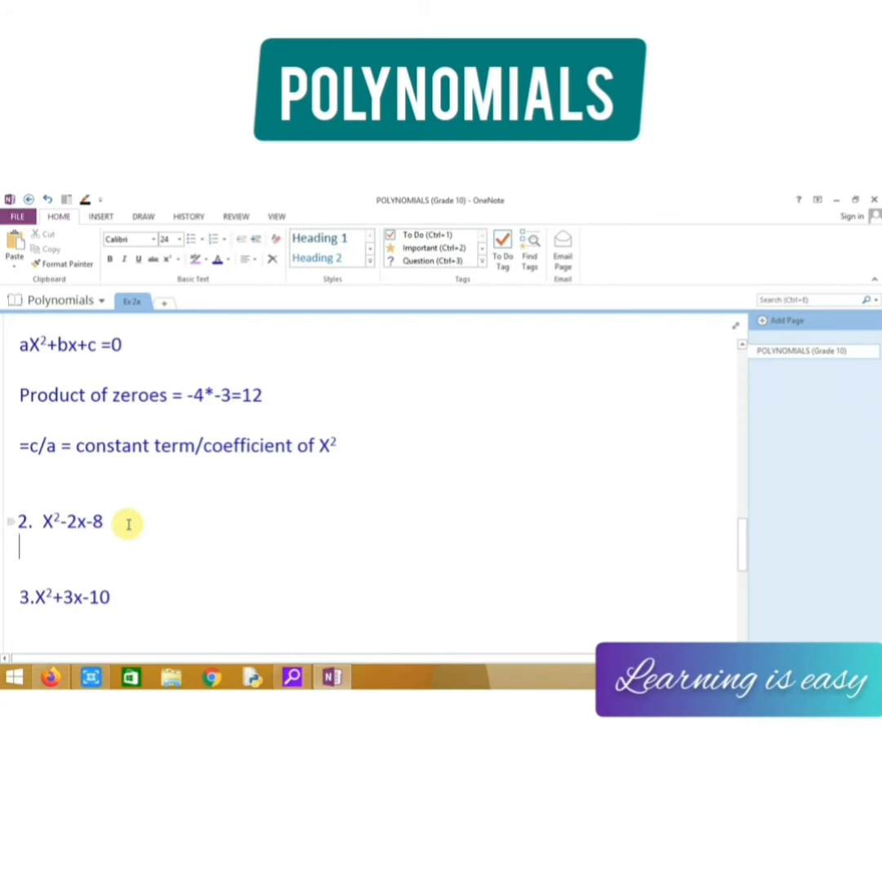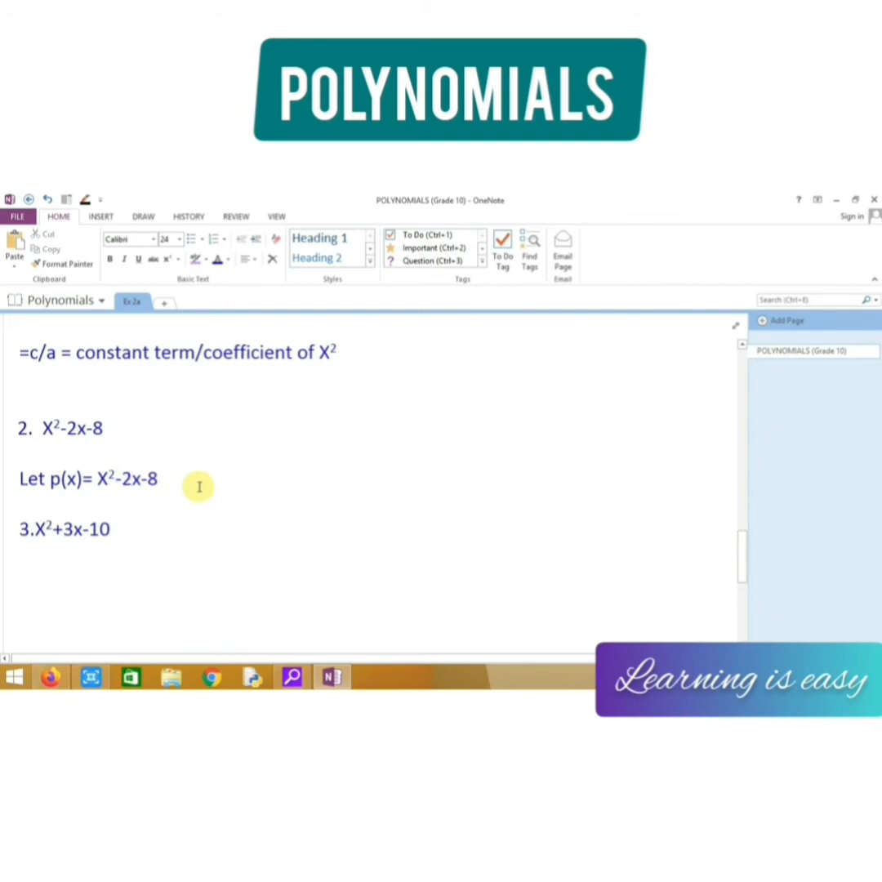So next is question 2, x square minus 2x minus 8. So let p of x be x square minus 2x minus 8. And there is no coefficient for x square, so it's just 8, which we need to factorize.